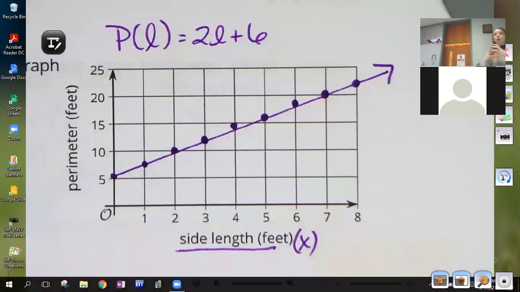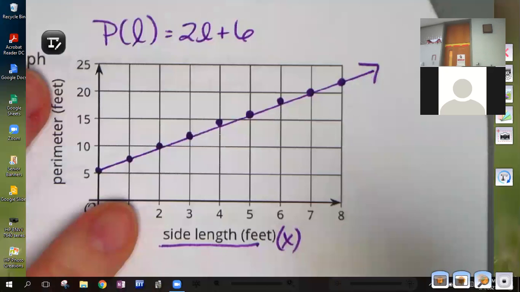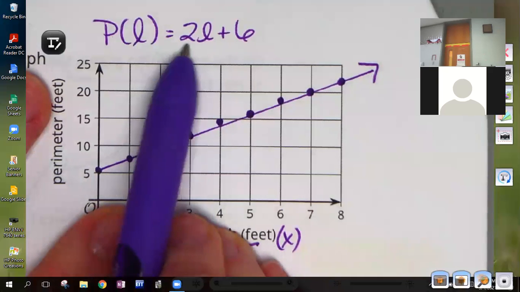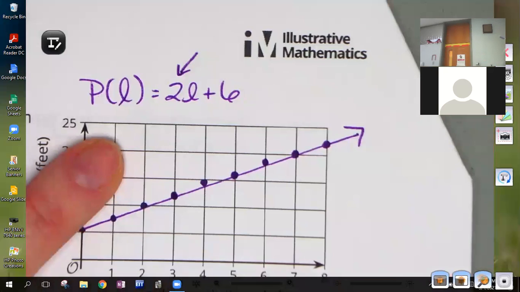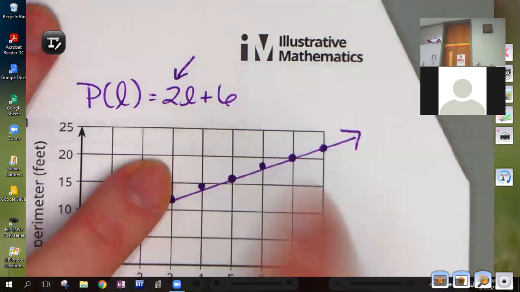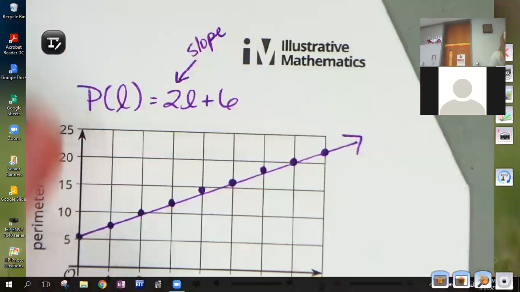In the last one, we had an exponent in our rule. This time we don't. I want you to think back to what we know about linear equations. What do you know about the number that's right next to the variable? What's that called? What's the number that's right next to my variable? Back to linear equations. When you're graphing equations, the number paired with my x, or in this case L, is my slope.